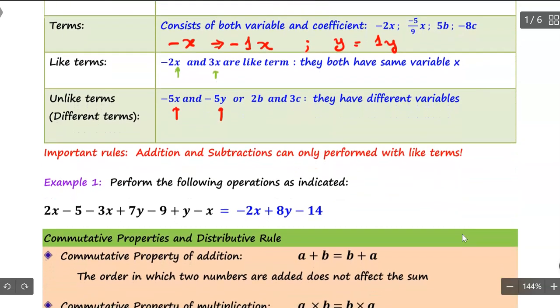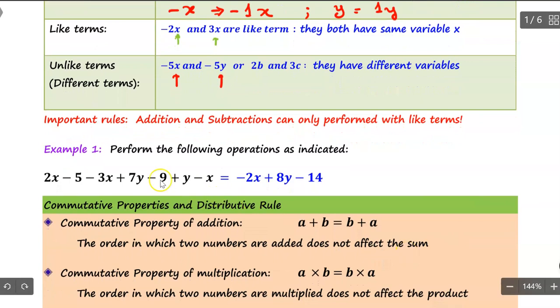For example, I have this whole expression and I have to simplify it or perform the operations as indicated. That means I have to take 2x, subtract 5, subtract 3x, plus 7y, minus 9, plus y, minus x. But I have to follow the rule in order to add and subtract all of these terms. That means you pick the ones with like terms in order to perform the operation associated with them.